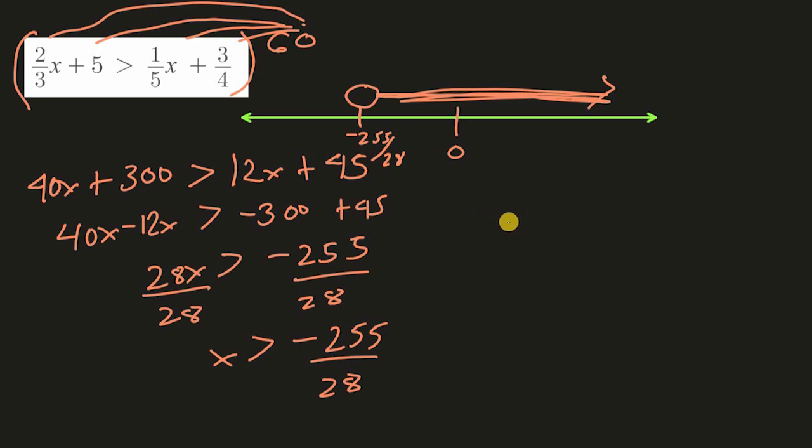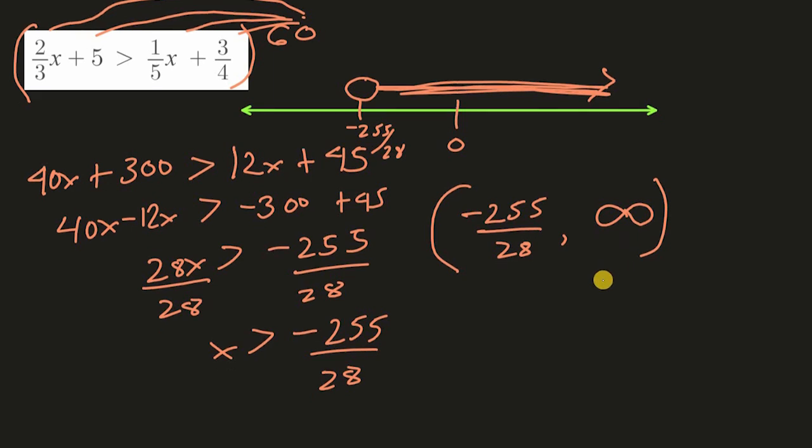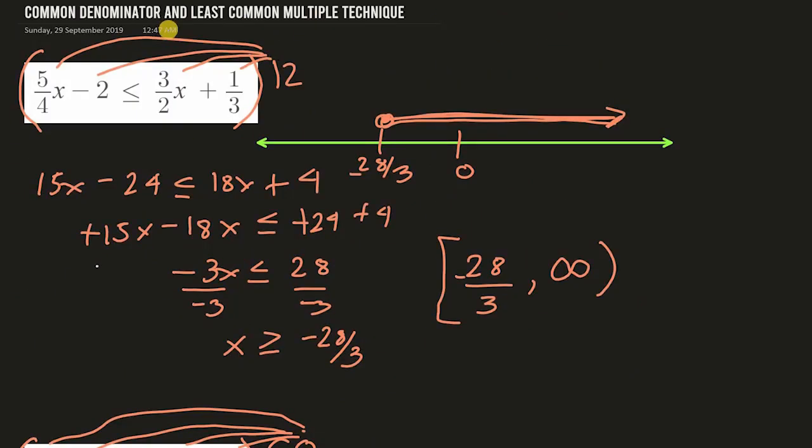So, writing that in interval notation, value sa leftmost natin is negative 255 over 28, comma, ano yung value sa rightmost? That would be infinity. That would be parenthesis kasi whole siya. Ito, parenthesis rin kasi infinity siya, always na parenthesis. So, I think you get the concept of the LCD para mas madali tayong ma-solve kapag maraming fractions.